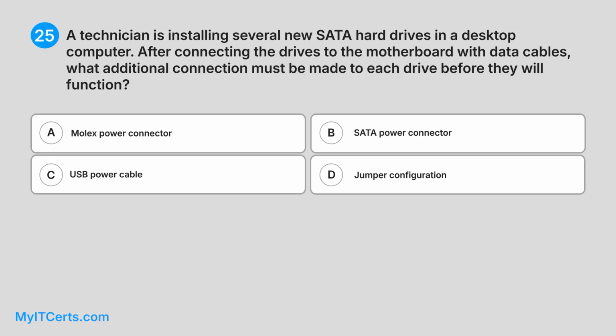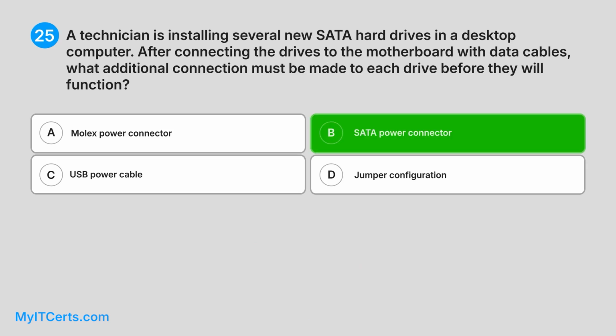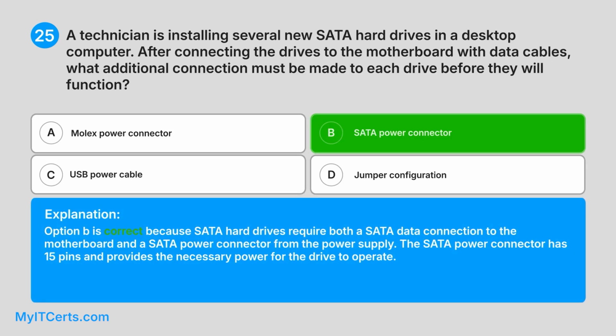Correct answer, B. SATA power connector. Explanation. Option B is correct because SATA hard drives require both a SATA data connection to the motherboard and a SATA power connector from the power supply. The SATA power connector has 15 pins and provides the necessary power for the drive to operate.